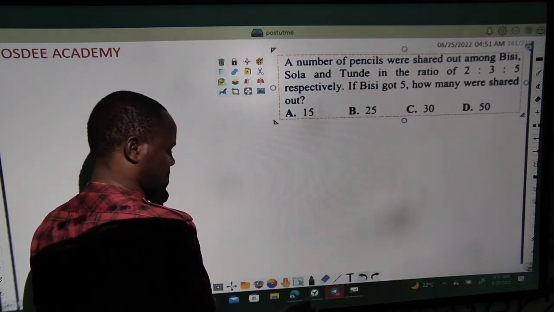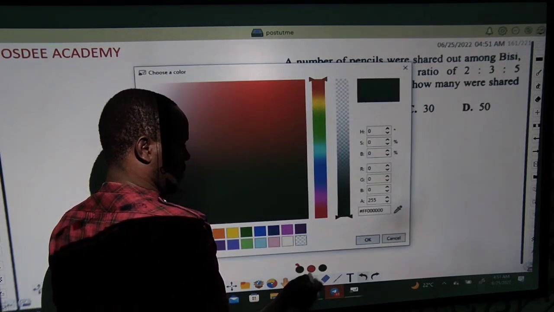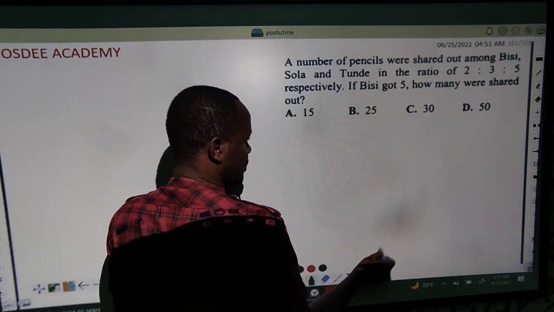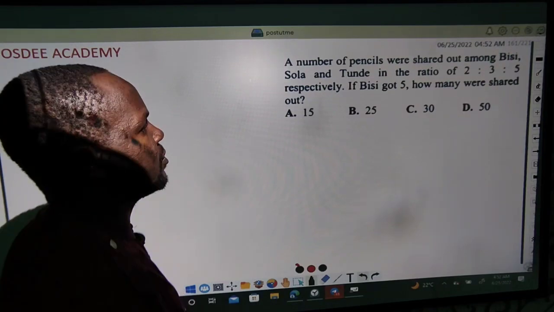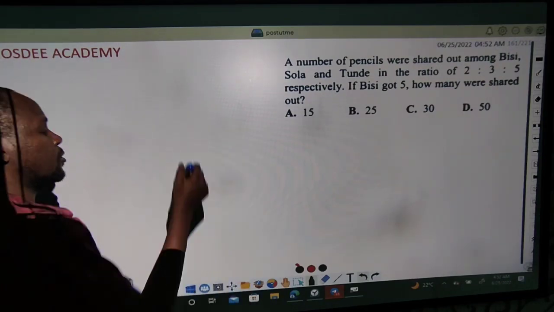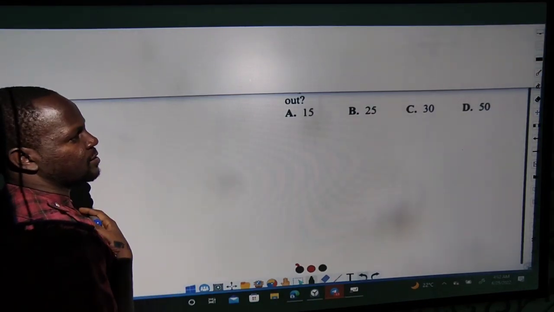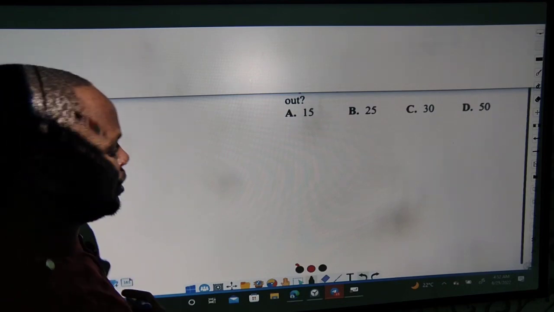I think we've done a question like this the other time. The answer was 25. So they said a number of pencils is shared with BC, Shola, and Tunde in the ratio of 2:3:5. I told you the first thing is the total ratio. The total ratio is the addition of all the ratios that are given.